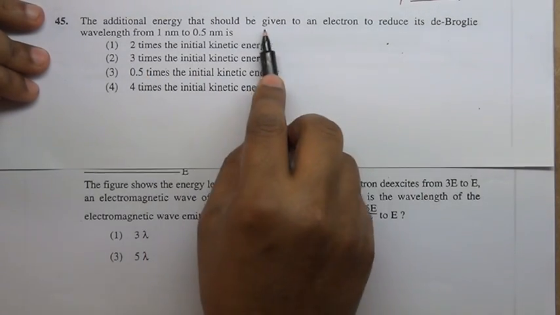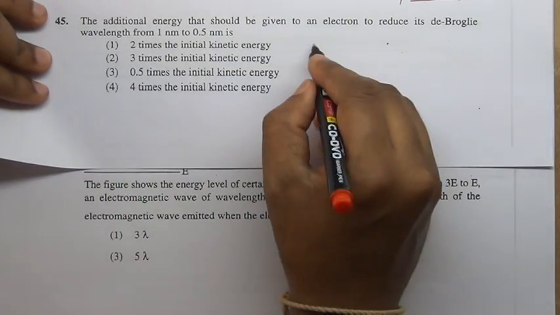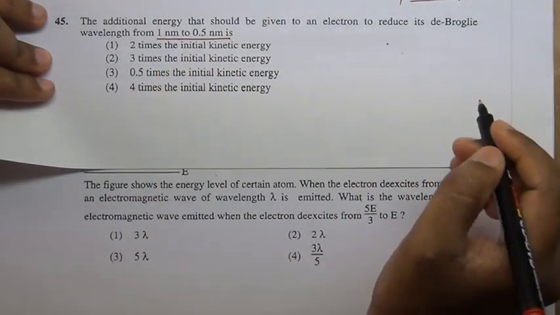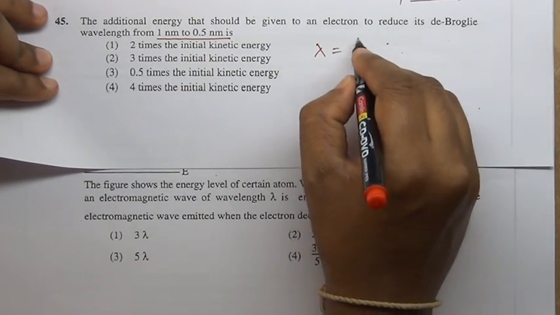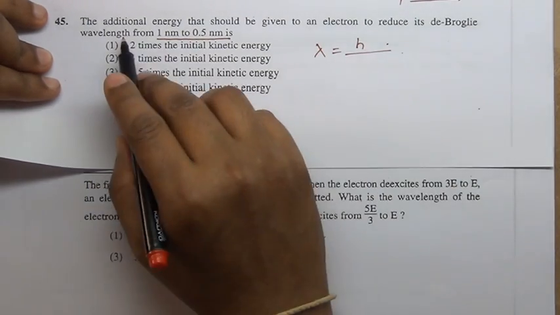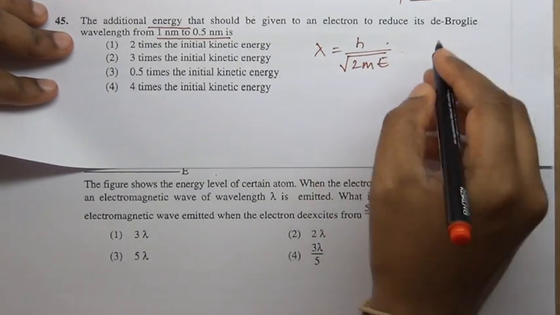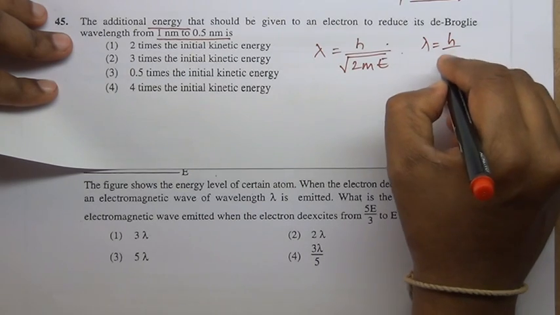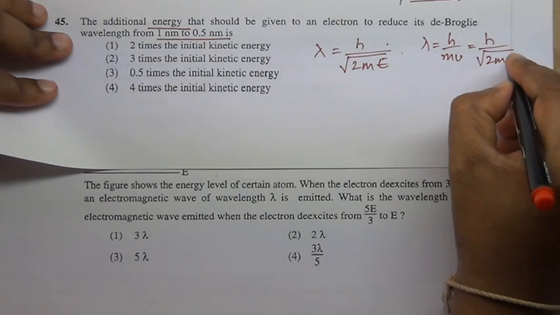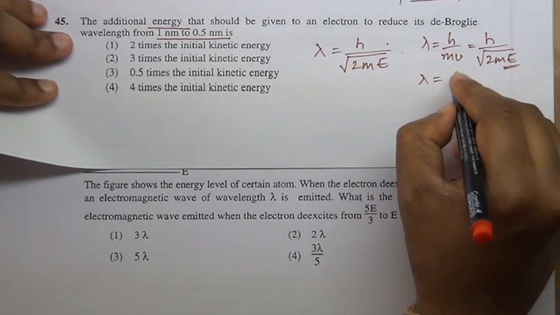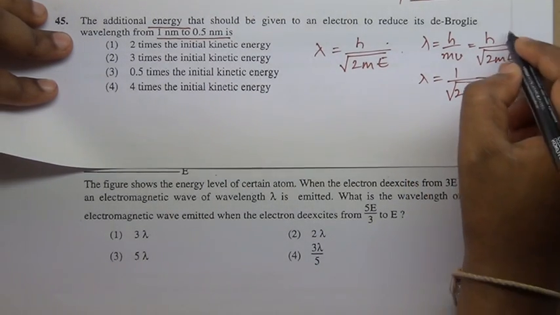The additional energy that should be given to an electron to reduce its de Broglie wavelength from 0.1 nanometer to 0.5 nanometer, means half of it is reduced. Wavelength in terms of additional energy is h by square root of 2me. So lambda is h by mv, one equation. Lambda equals h by root of 2mE in terms of kinetic energy. Third equation, 1 by root of 2m charge into potential difference. We are using this equation.